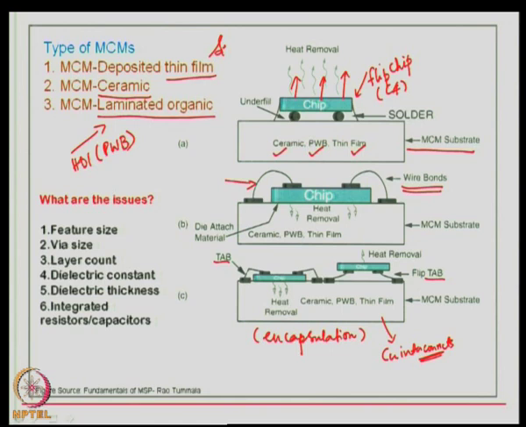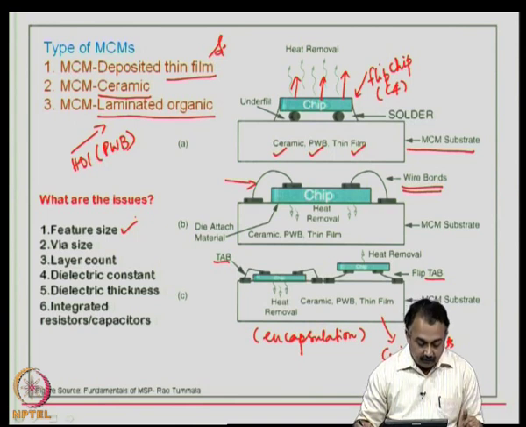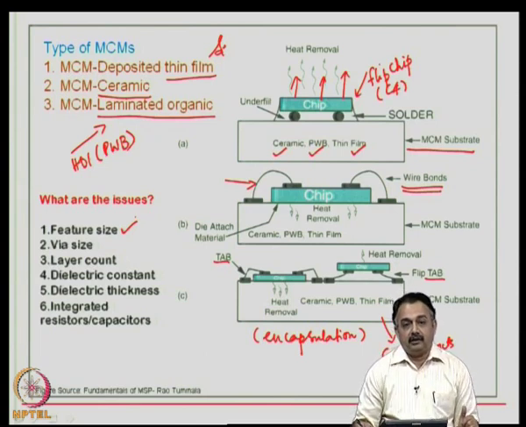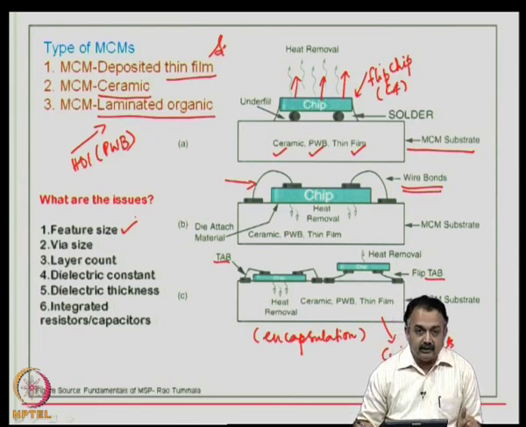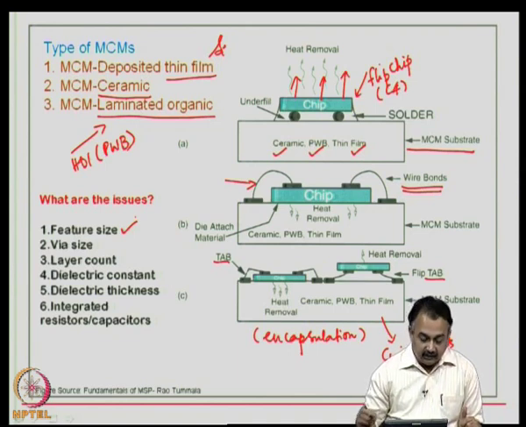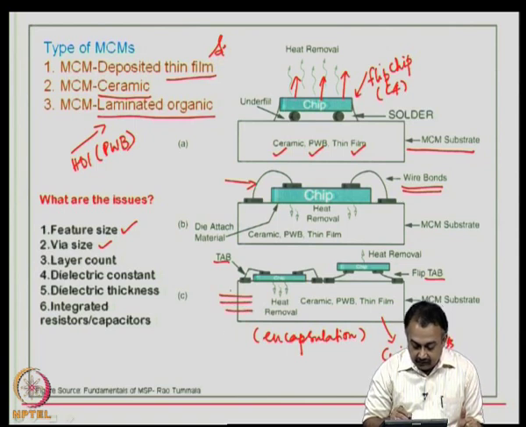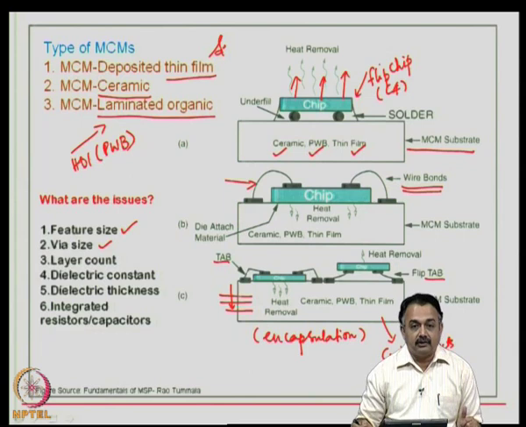The issues in terms of going for a multi-chip module choice. The first thing is feature size compared to a single chip module, because when you use a single chip module, some of the disadvantages can be taken care of when you go in for a multi-chip module. The first thing is the feature size. When I say feature size, we are talking about interconnect line widths, pad sizes and so on. The via size that is used for interconnecting various copper conductors through multi-layer structures.